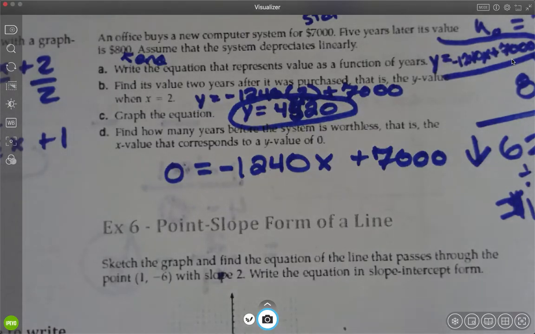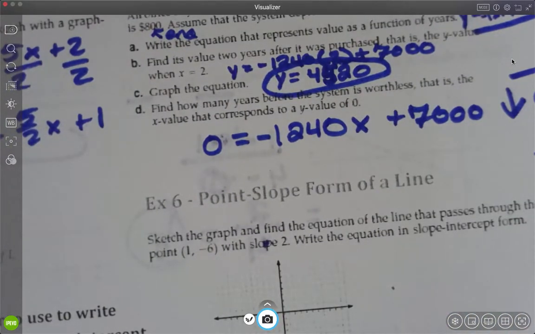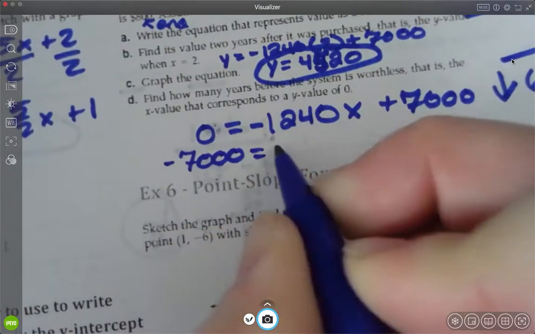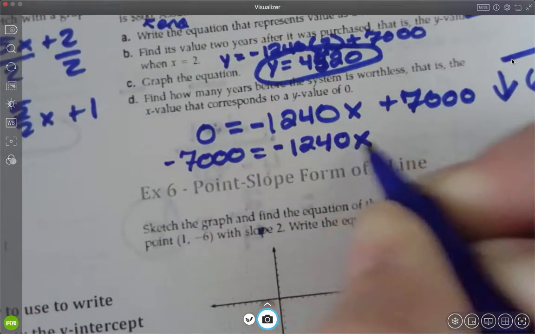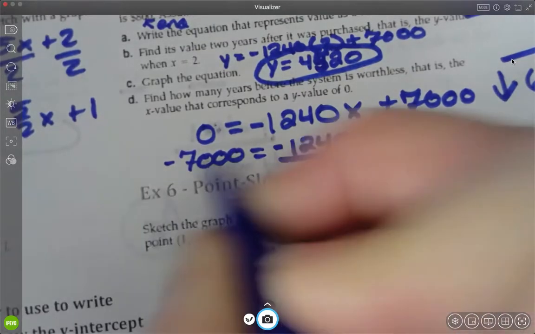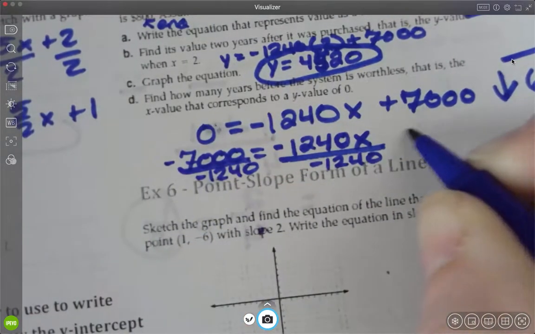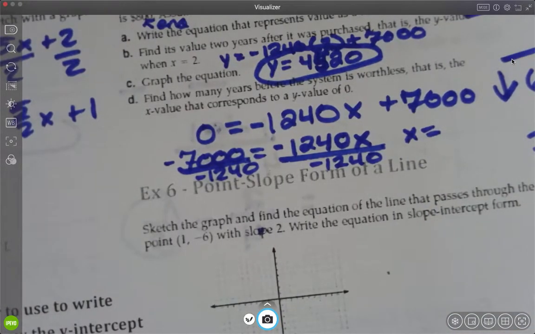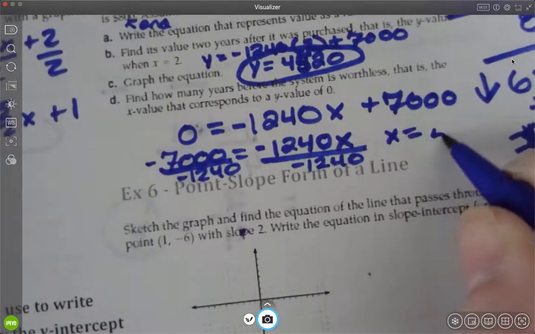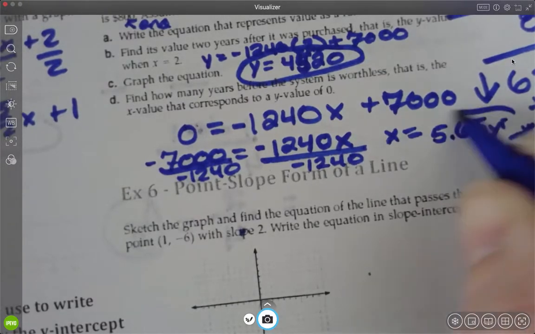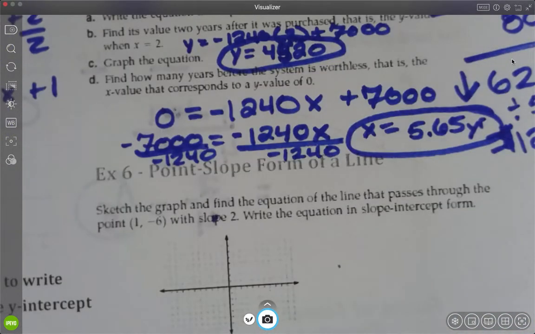All right, so what do you want to move? Move the 7,000. Then divide by negative 1240. So x equals 5.65. Because it asks for years, you could round it off to 6, but just leave it as 5.65 years unless they say the whole number. That is the x value. After how many years? 5.65 years. That's fine.